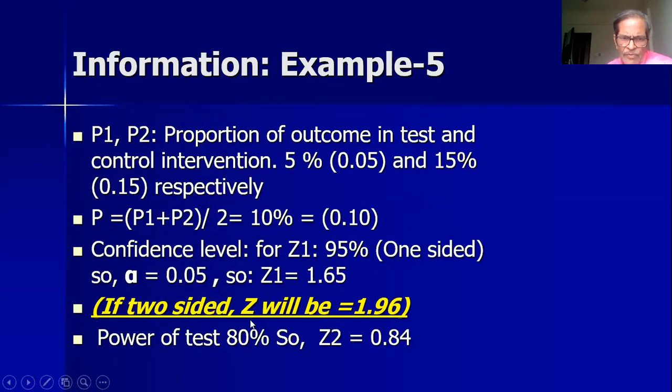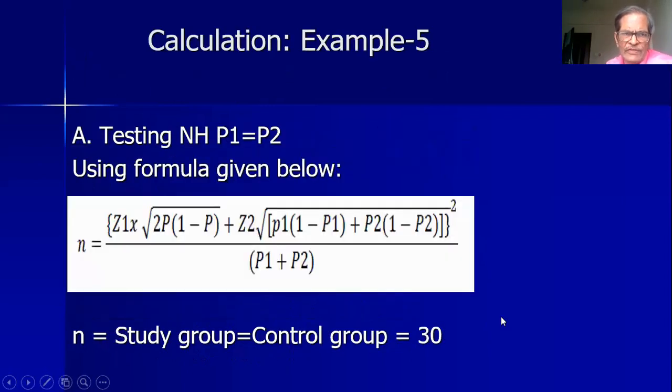And the power of the test is 80%. So the Z2 is 0.84 in this case. For testing the null hypothesis, P1 is equal to P2, using the formula given below. This will be the formula used. This is the Z1, and this is the Z2, and the values given in the previous table are put, and the value calculated is 30. So for the study group, we will require a minimum of 30 individuals, and for the control group, we will require 30 individuals.